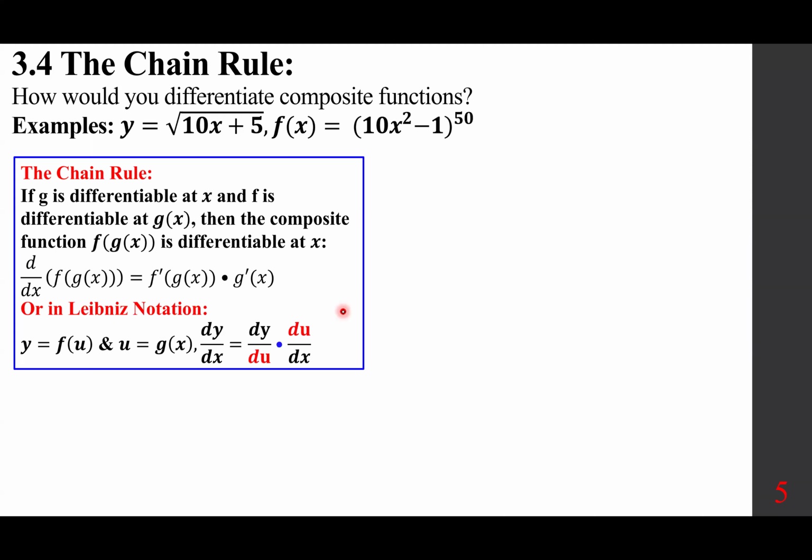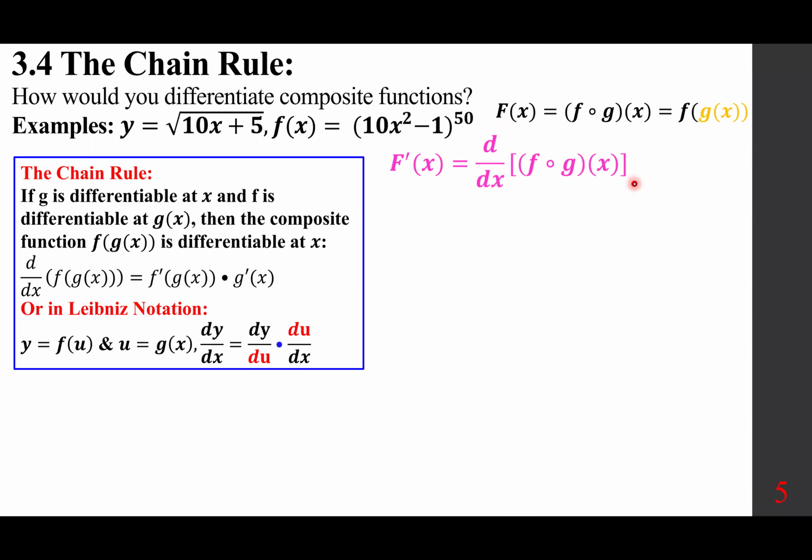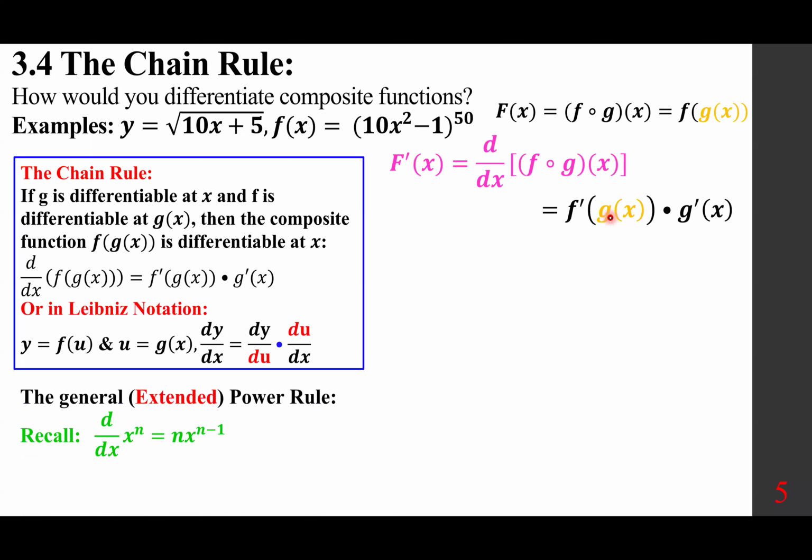If you treat this as two fractions, you can cancel out the du, which is not the case. So, to repeat the concept, capital F represents f of g, or f of g of x. Capital F prime represents the derivative of that, and that would be f prime of g of x times g prime of x. That's the inner function.